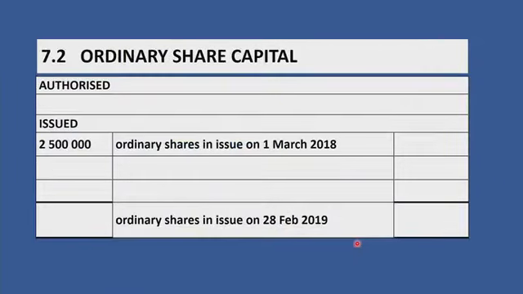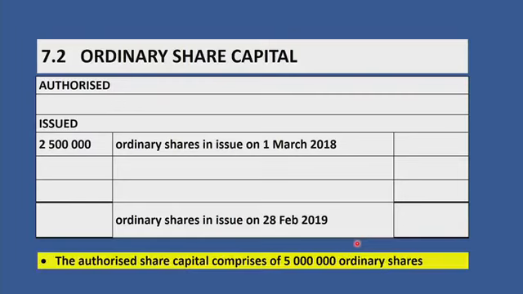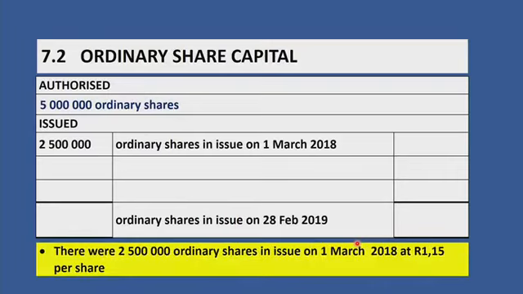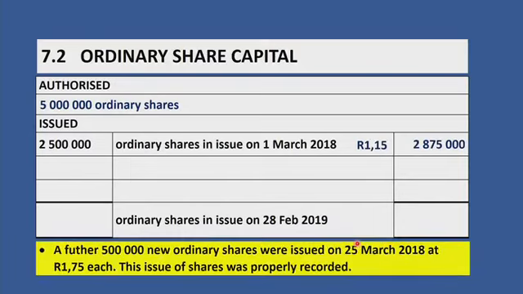Here's the share capital note again. We've already done it once or twice now in the previous videos. We want the information as given under adjustment number 1. Authorized share capital. There we go. Then it says 500,000 shares in issue on the first day of the year, and they give me the R1.15. So there we go. They then say that a further 500,000 shares were issued, and they give me the value. That's very easy.